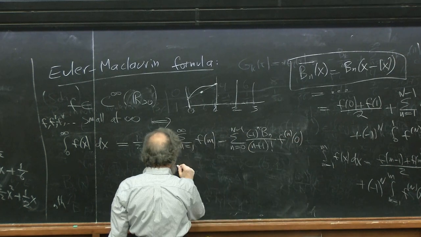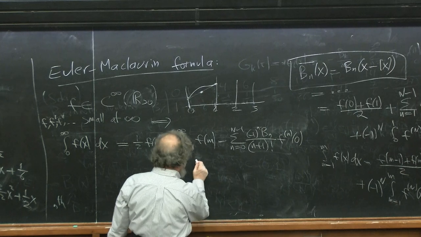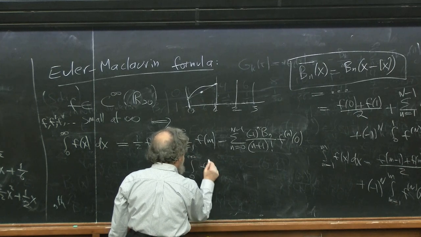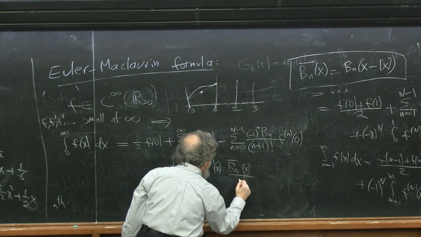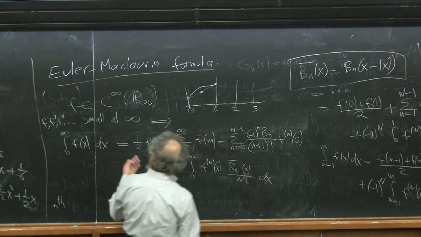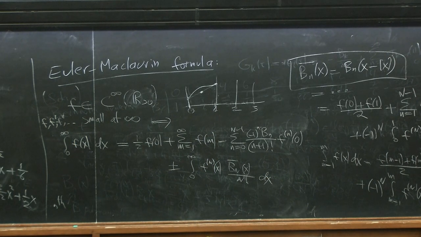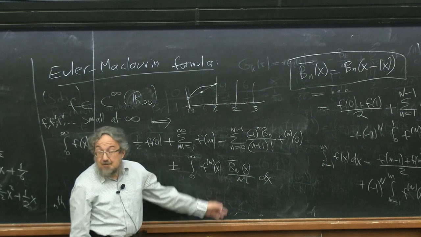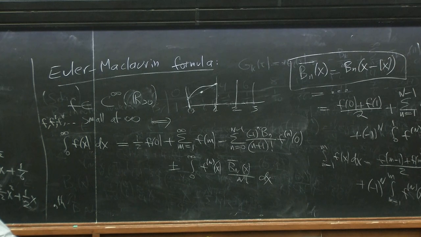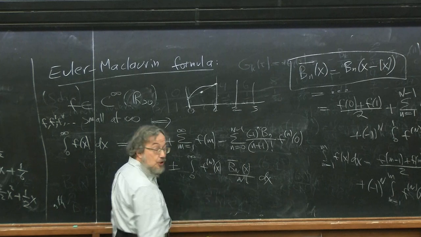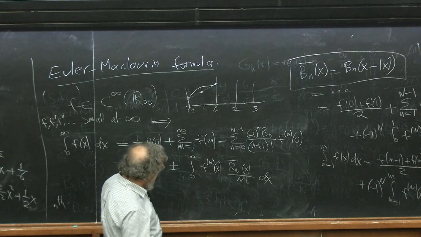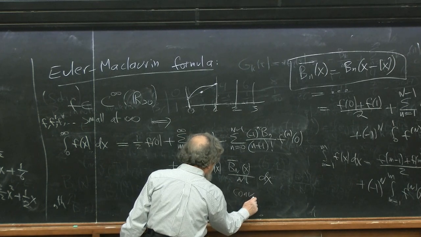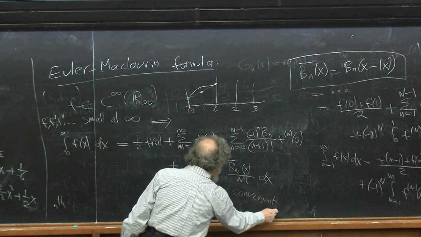And finally, the last term, I'll just put plus or minus because I don't really care. It's the integral from 0 to infinity of the Nth derivative of f times B_N bar of x over N factorial. But now N is fixed. I'm not letting N go to infinity as well. And so B_N bar of x over N factorial is some function, but it's periodic and continuous, so it's bounded. So this is O of 1. And this function, I'm assuming, goes rapidly to 0, sufficiently rapidly that the integral is convergent. But still, I can't estimate this.